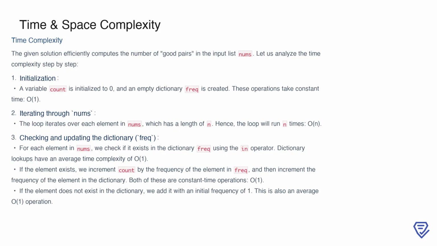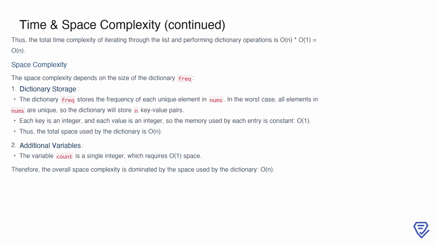This means that each iteration of the loop involves constant time operations related to the dictionary, making the algorithm efficient overall. Now, combining the time complexity of the loop and the dictionary operations, we conclude that the total time complexity is O(n) for the loop multiplied by O(1) for the dictionary updates, resulting in an overall time complexity of O(n).